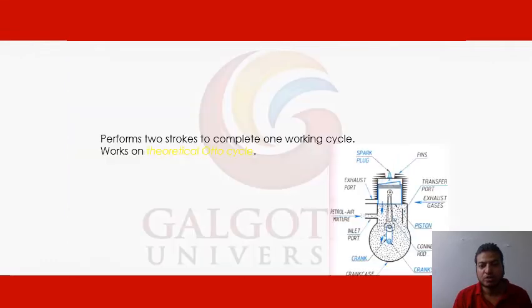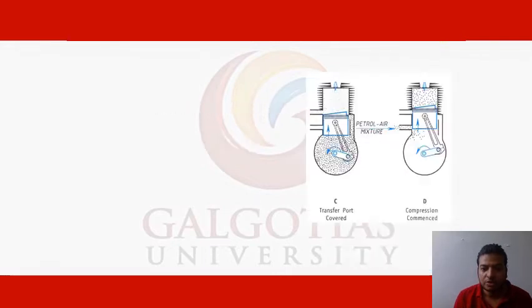So now moving further, you can see the two stroke. You can see here the diagram of the Otto cycle. It performs two strokes to complete one working cycle. It's the theoretical Otto cycle. Here you can see the diagram. You can see the petrol mixture. In the petrol engine, spark plugs are there at the top. This is the main difference between the petrol engine and the diesel engine. You can see the spark plugs are there at the top.